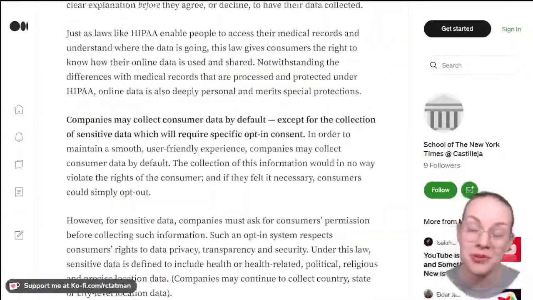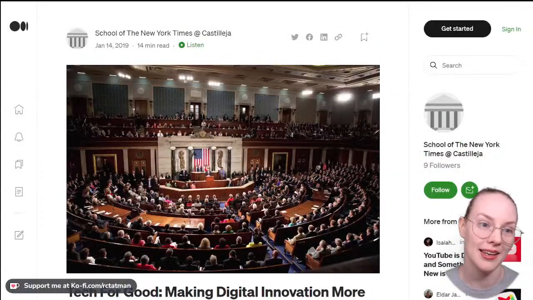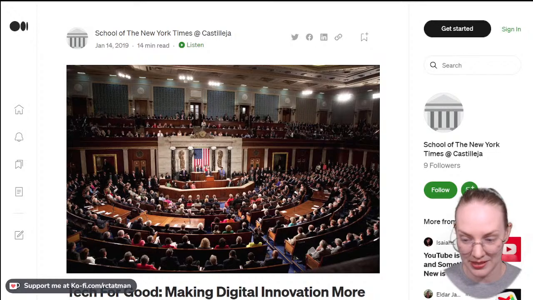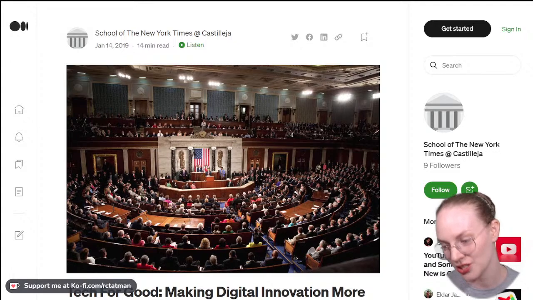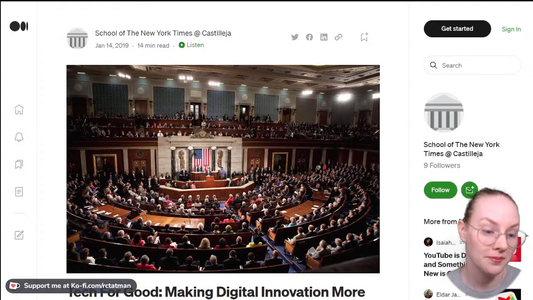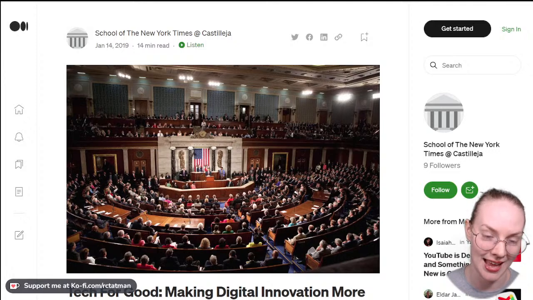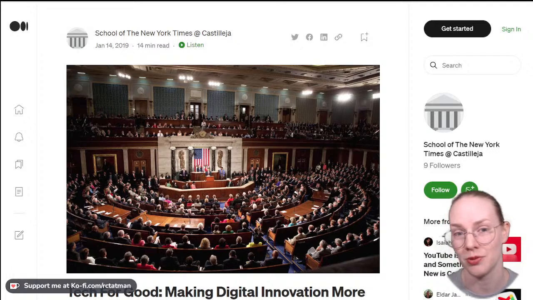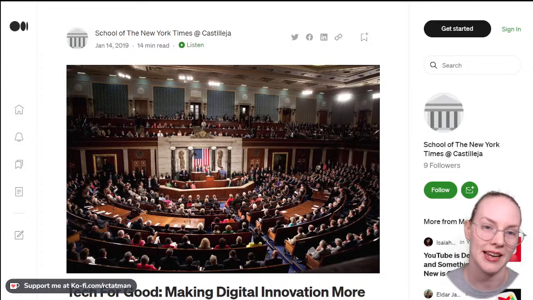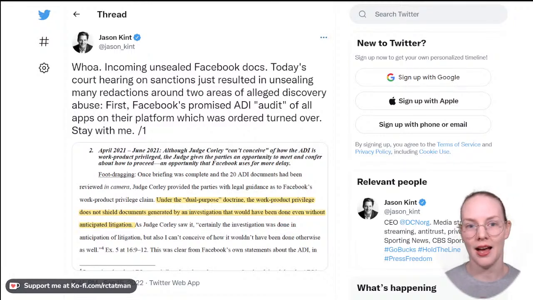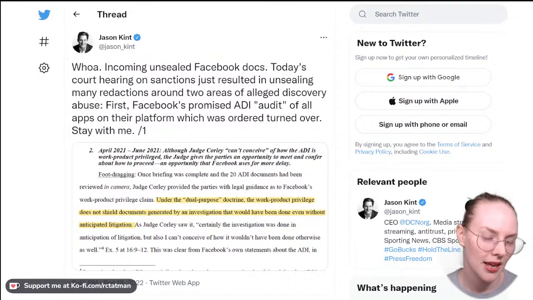Right. And so this was written by high schoolers, and I think it is obvious that people know what they want when it comes to data privacy and data protection, even very young adults, and that wild court cases that are completely at odds with the general understanding about desires for privacy and control over personal data are not reflecting the will of the people. So anyway. Speaking of court cases, there are some incoming unsealed Facebook docs.